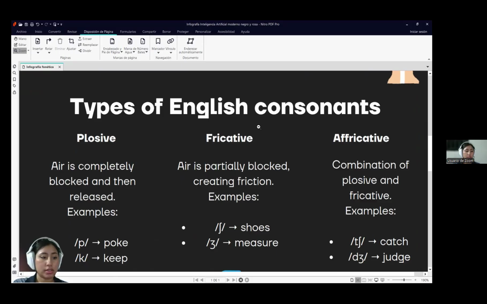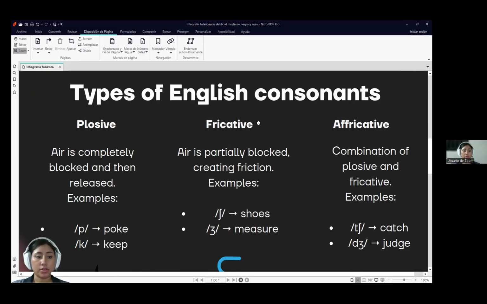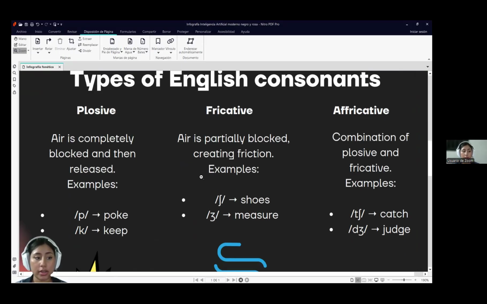The first one is plosive. As you can see, plosive sounds completely block the air and then release it. For example, when we say keep, keep, or when we say poke, poke, you can repeat: keep, or poke, poke. Excellent. Now let's move on to fricative sounds.